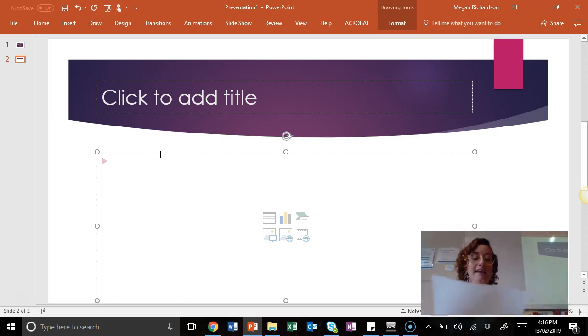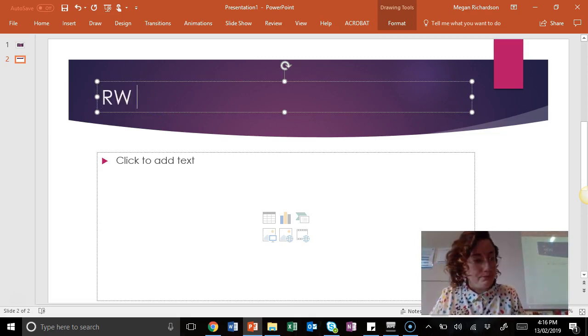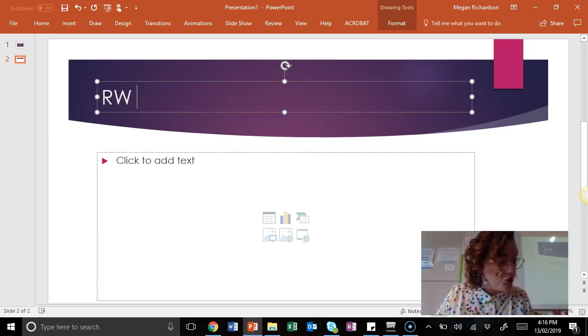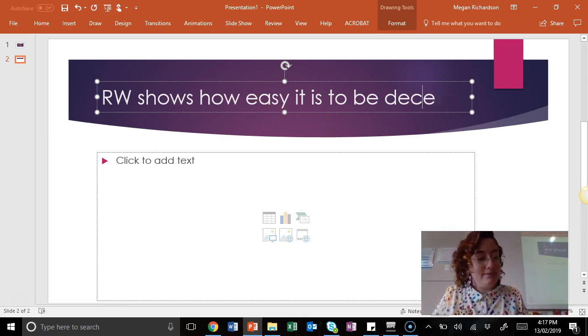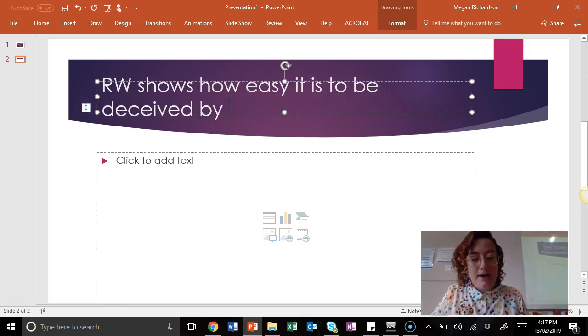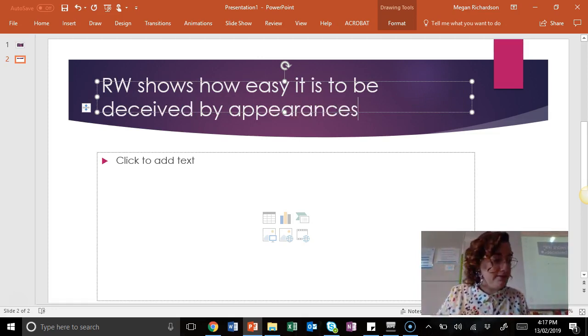Appearances. Oh yeah, that's a good one. How easy it is to be deceived by appearance. Rear Window shows how easy it is to be deceived by appearances. Wow, we're going to go through it, so how perfect.